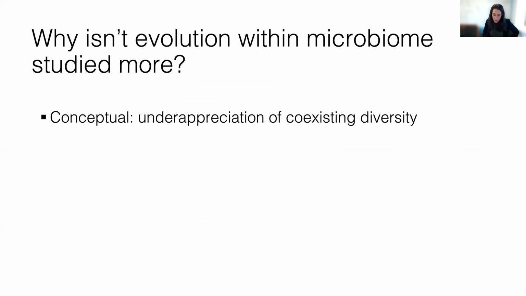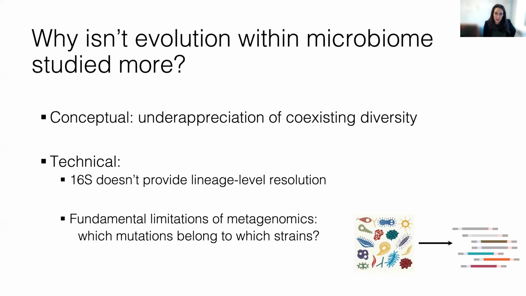And then the second reason that within-person evolution in the microbiome hasn't been studied that much is because of technical reasons. In the microbiome field, as you may be familiar with, there are two main approaches. One is 16S rRNA sequencing, which gives you a species-level barcode of which bacteria are there, which of course doesn't provide enough resolution to really understand mutations. But then there are technical fundamental limitations of metagenomics, right?